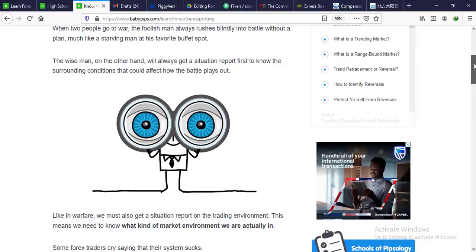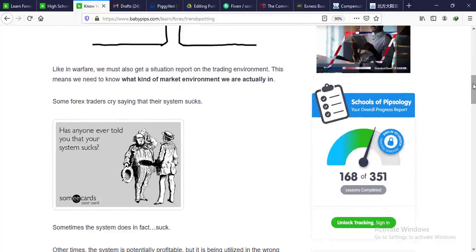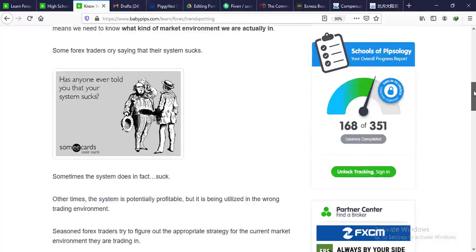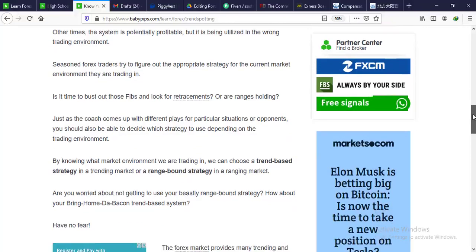However, they say a wise man will stay with his team. He also gets a situation report first. He will know the conditions surrounding the playground, and then he will know how to embark on his campaign or his warfare. So like warfare, we must also get a situation report on the trading environment. This means we need to know what kind of market environment we are actually in. Some traders say that trading system sucks. Why does it suck? Because they don't know their trading environment. So seasoned traders try to figure out their trading environment before they bring out the appropriate strategy to trade that market condition.